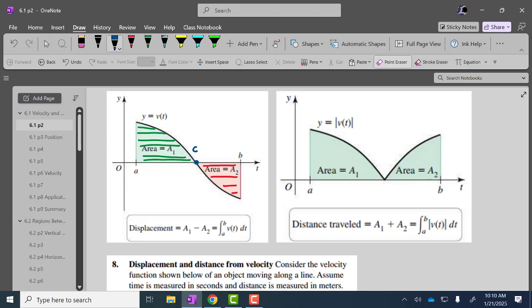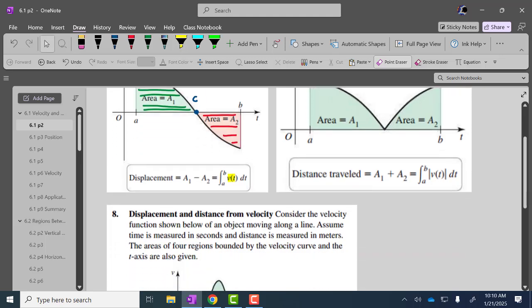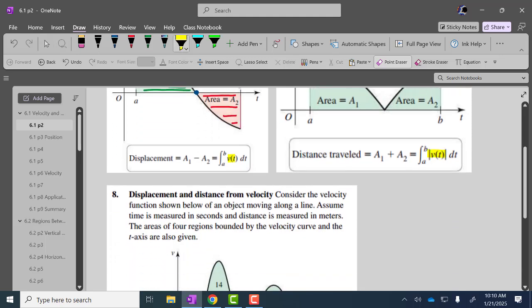So what we do in order to find distance traveled, instead of integrating just the velocity, what we integrate is the absolute value of the velocity. The absolute value of the velocity is called speed. If you integrate speed, you get the total distance traveled.